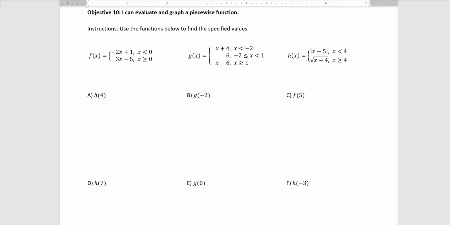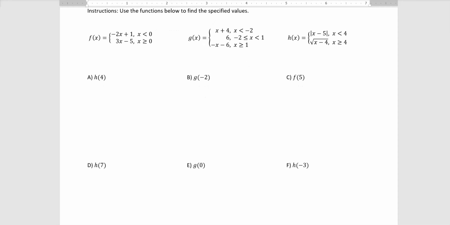Let's look at letter A here, h of 4. I'm going to find h of 4. All right, h of x is right here. When I have 4, it'll go right in there. So that means h of 4 equals the square root of 4 minus 4. Now that I'm looking at that, I get the square root of 0, which of course is 0. h of 4 equals 0. Fantastic. What about g of negative 2?